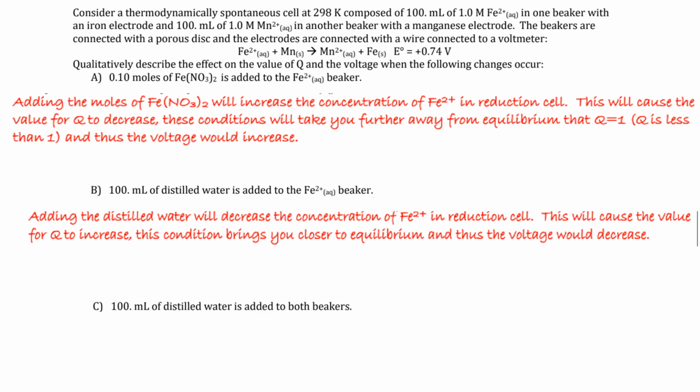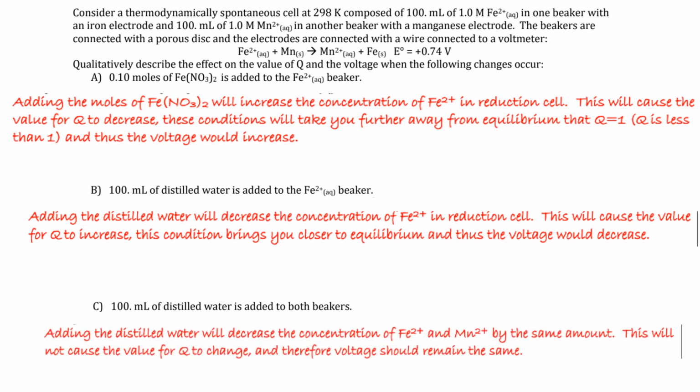You have 100 mLs of distilled water and you add it to both beakers. What's going to happen? Adding the distilled water will decrease the concentration of both by the same amount. This will not cause the value of Q to change, and therefore the voltage will remain the same. So look at these different scenarios. They may ask you what can potentially happen if you change this or add this, etc.